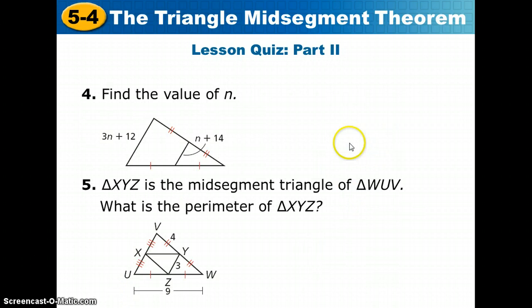Okay, for these next two problems, you're going to use the triangle midsegment theorem to find some values. To find the value of n, notice that this is a midsegment. If this is congruent to this, that's a midpoint. If this is congruent to this, that's also a midpoint. That makes that a midsegment, even though we don't have labels. So the midsegment, n plus 14, must be half of 3n plus 12. Or you could say 3n plus 12 equals n plus 14. Solve that equation to find n.